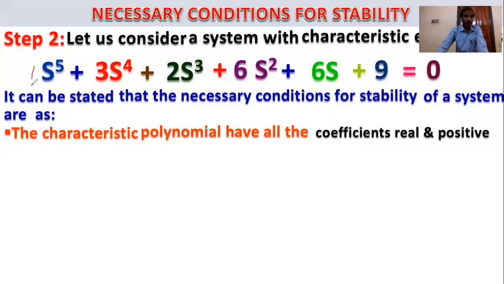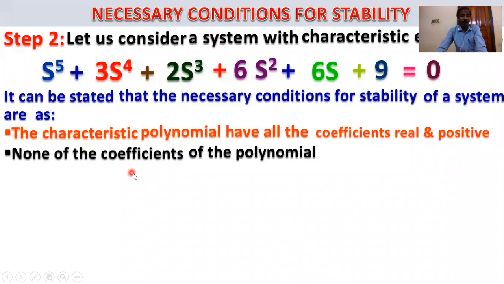In this case, the s to the power 5 coefficient is positive and real. The s to the 4 coefficient 3 is also positive and real. The s cube coefficient 2, the s square coefficient 6, the s to the power 1 coefficient 6, and the s to the power 0 coefficient 9 are all positive and real. So the first point is satisfied.